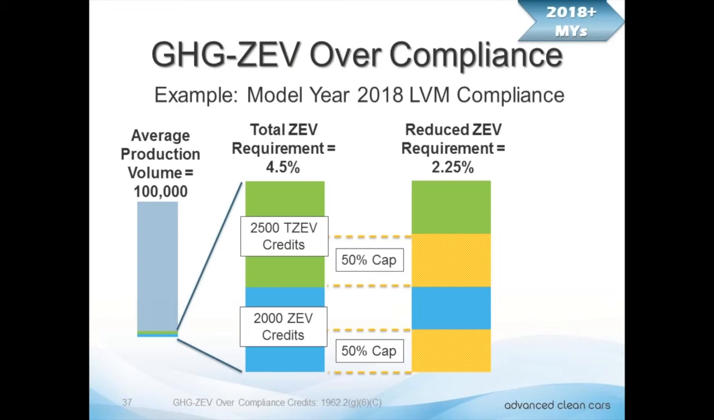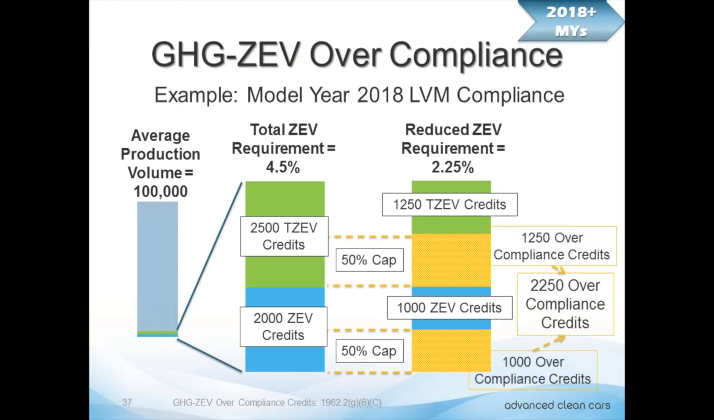reducing its total ZEV requirement that must be met with credits from vehicles to 2.25%. As a result, this manufacturer will now only need 1,000 credits from pure ZEVs and 1,250 credits from TZEVs. In total, this manufacturer will be able to use 2,250 credits from GHG ZEV overcompliance to meet their overall ZEV requirement. I'm sure that there are additional questions related to this type of credit. Understanding how these credits may be spent is important because there are other types of credits that we will look at next that have the same spending restriction.